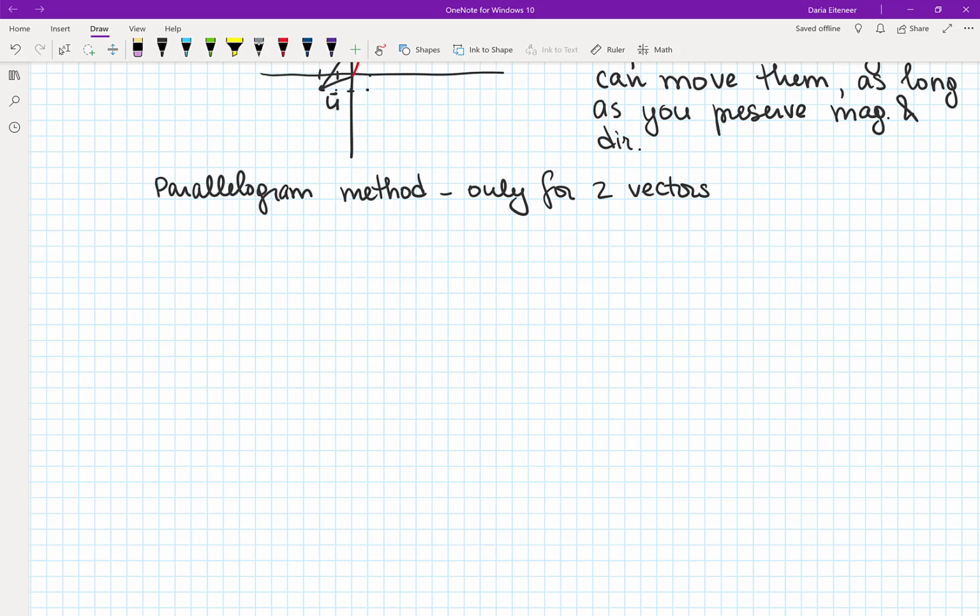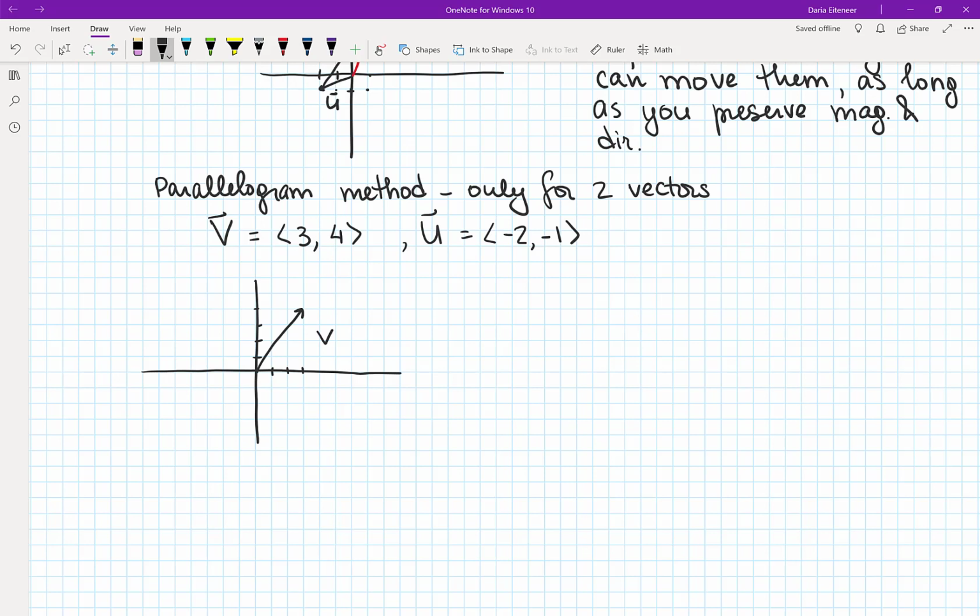So I'm going to keep using my vectors v and u, the same two vectors as I had before. Here is how I'm going to do the parallelogram method. I am going to, again, start by drawing each one of these vectors. Here is v. This time I'm going to make both vectors originate at the origin, or better, tails at the origin.